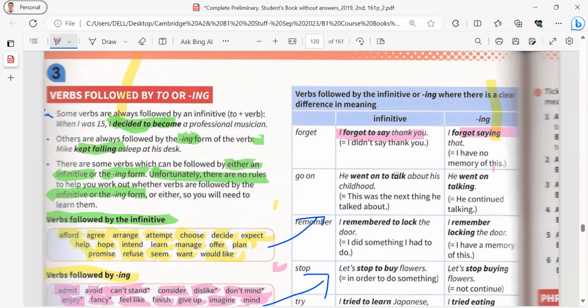He went on to talk about his childhood. He went on means what? This was the next thing he talked about. But "he went on talking" means what? He continued talking. As you see, when you use two infinitive, the meaning is different than using -ing after the same verb. He went on talking. And "he went on to talk" means what? He stopped doing something, and then he continued. Exactly.